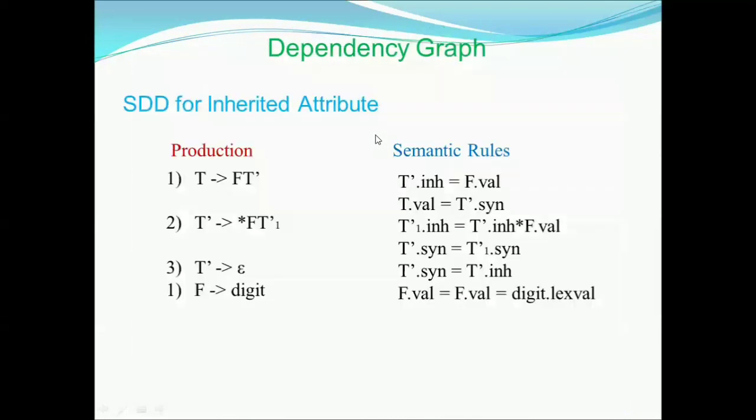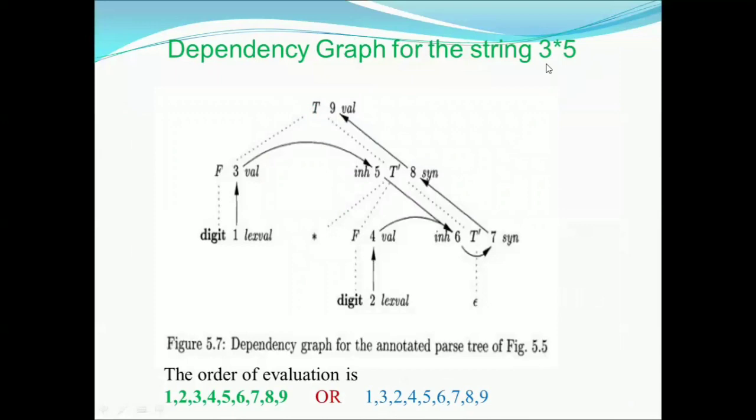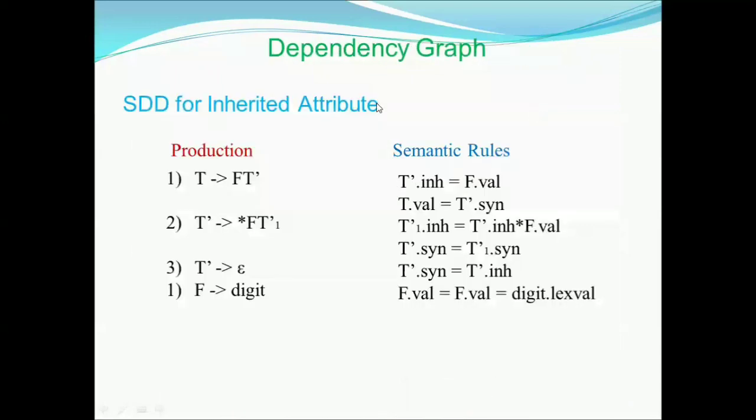Continuing with this, we'll take one more example, the same example which we took earlier. So in case of this, it is an inherited attribute. So in case of this, we are going to generate a string of type 3 star 5. So how am I going to generate 3 star 5? So how to generate a string 3 star 5? So the context free grammar for this will be T tends to FT', T' tends to star FT', then T' tends to epsilon, F tends to digit.